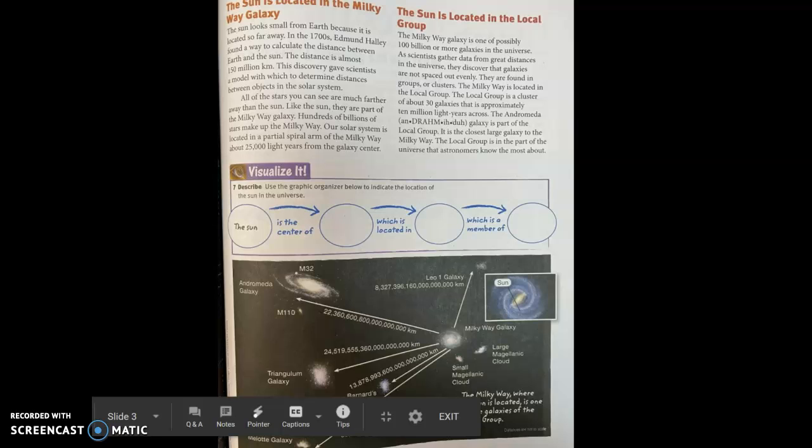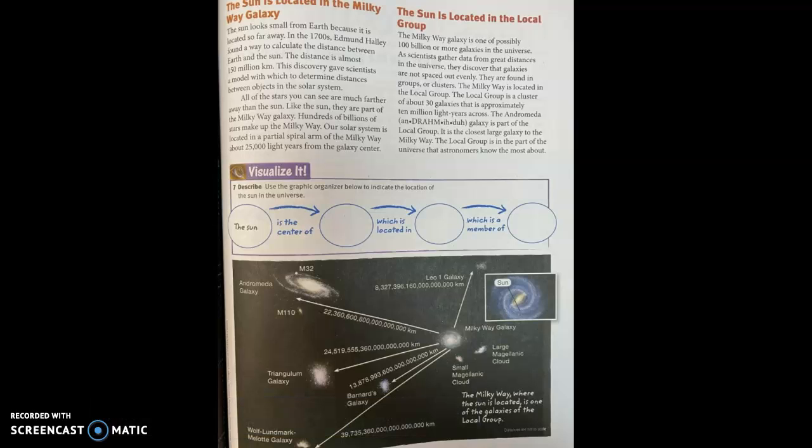The sun is located in the Milky Way galaxy. The sun looks small from Earth because it is located so far away. In the 1700s, Edmund Halley found a way to calculate the distance between the Earth and sun. The distance is almost 150 million kilometers. This discovery gave scientists a model with which to determine distances between objects in the solar system.